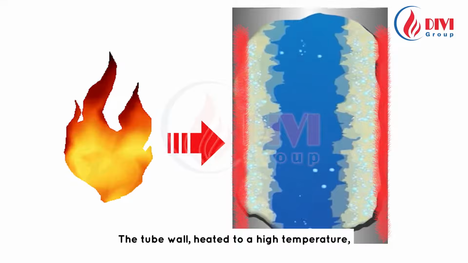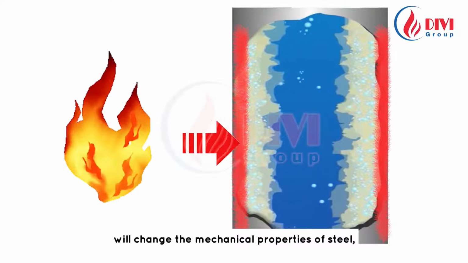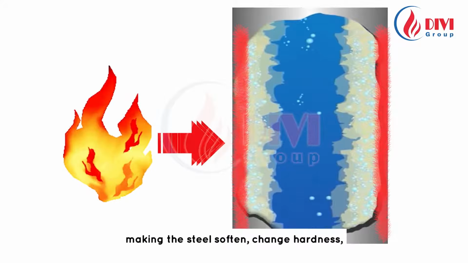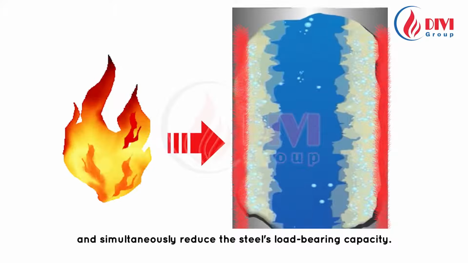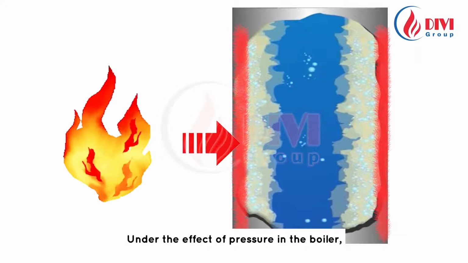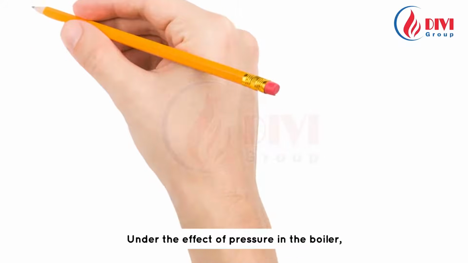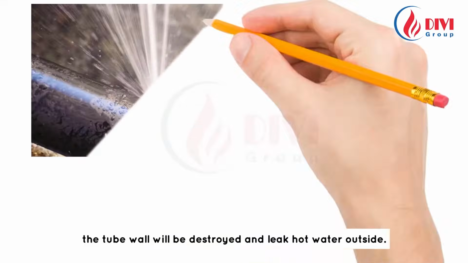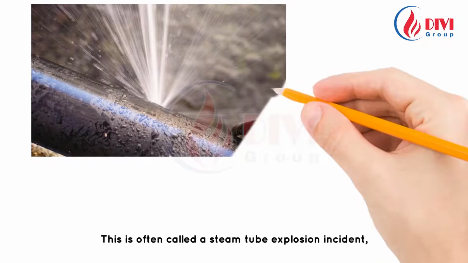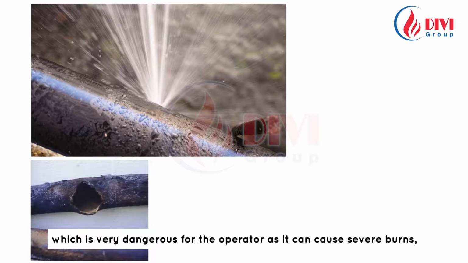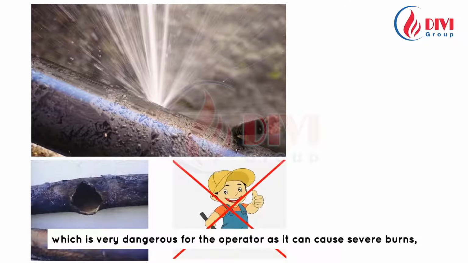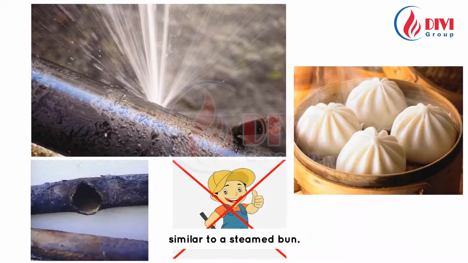The tube wall, heated to a high temperature, will change the mechanical properties of steel, making the steel soften, change hardness, and simultaneously reduce the steel's load-bearing capacity. Under the effect of pressure in the boiler, the tube wall will be destroyed and leak hot water outside. This is often called a steam tube explosion incident, which is very dangerous for the operator as it can cause severe burns, similar to a steamed bun.